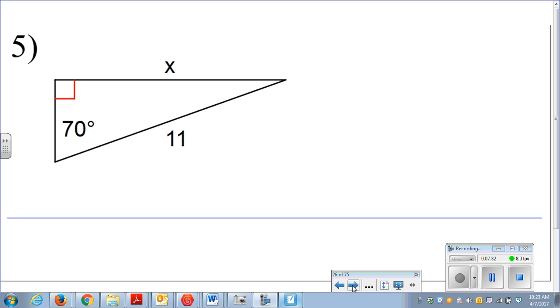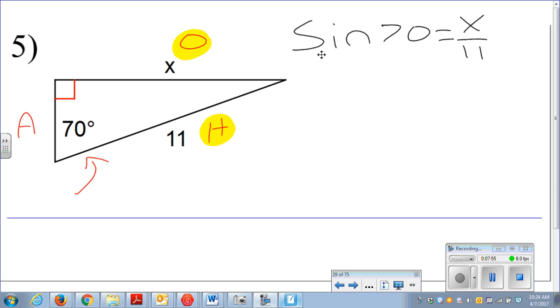Okay, number 5. So on number 5, we're going to go through our steps. We're going to label the triangle: hypotenuse, angle, opposite, adjacent. Pick the correct trig function. Okay, this time we have opposite and hypotenuse. There's nothing over here by adjacent. So our trig function is going to be sine. Sine of 70 is equal to opposite x over hypotenuse 11.